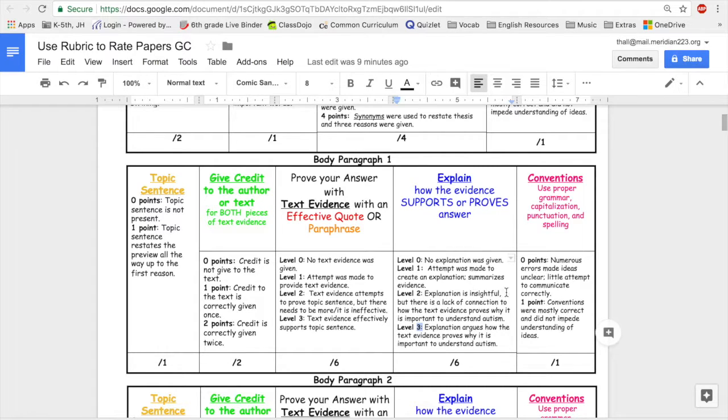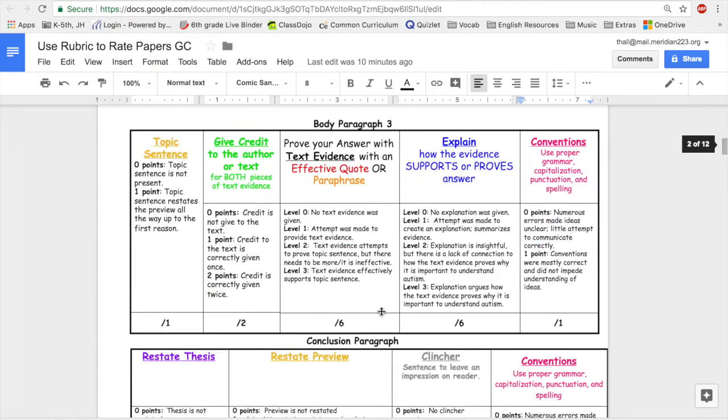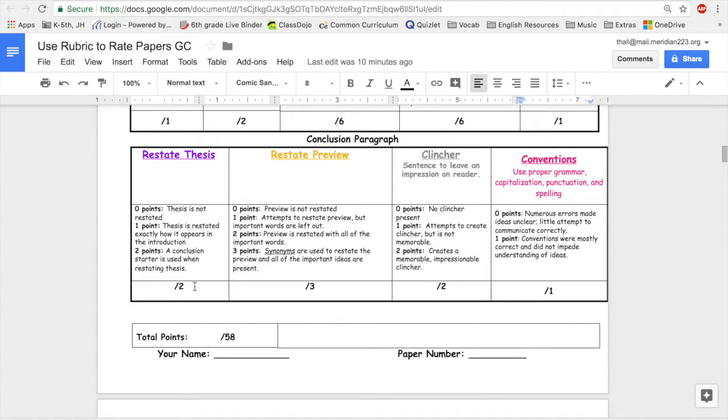And then again, conventions. Okay, so you're going to go through each body paragraph. Following that, last but not least, is our conclusion paragraph. They're going to restate the thesis. If they do that, they get a 1. If they use a conclusion starter, so they say "in conclusion" or "as you can see clearly," they get a 2. Preview: if they restate the preview, they get a 2. If they use synonyms, so their preview sounds different than it does up in the introduction paragraph, they get a 3.